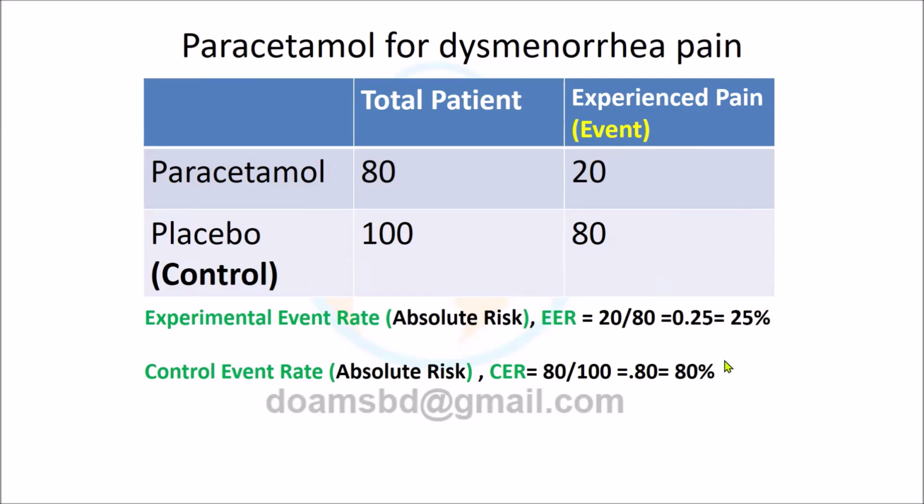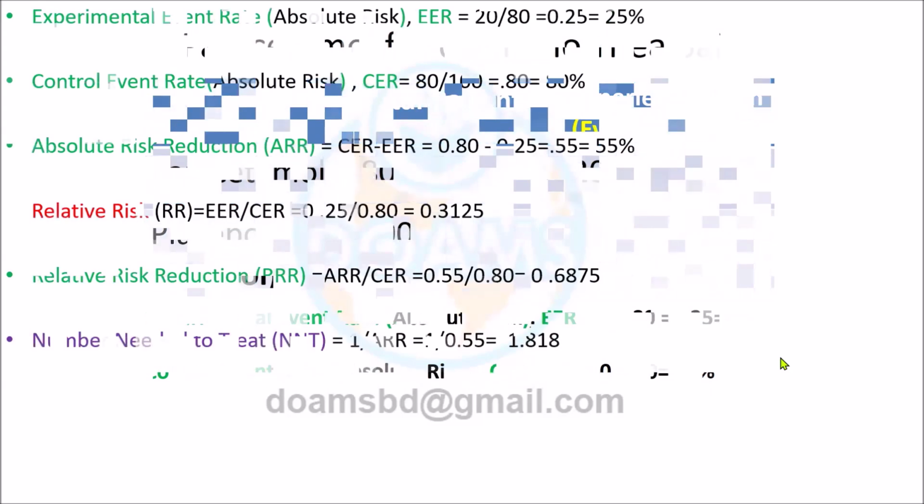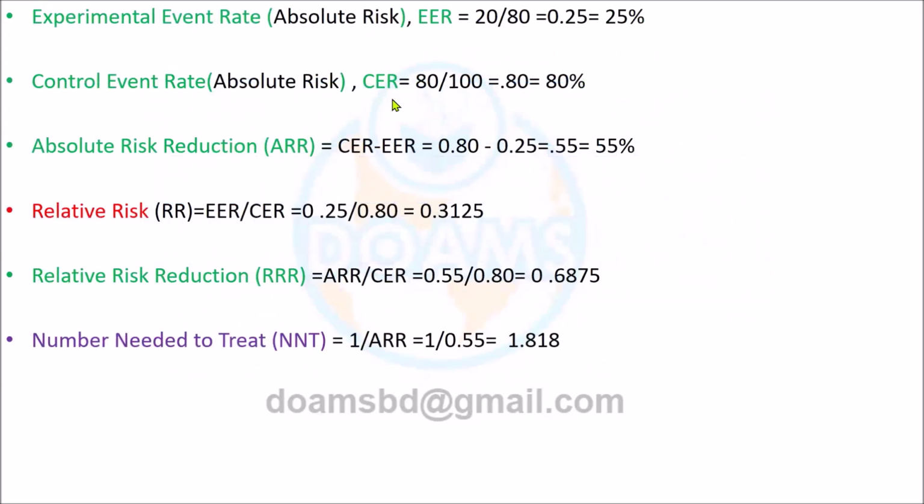Clear? Dr. Nawaz, do you need a calculator again? What do you think? Possibly no. So that was the result in the first two lines. Already we calculated, right? Experimental event rate and control event rate we already calculated.